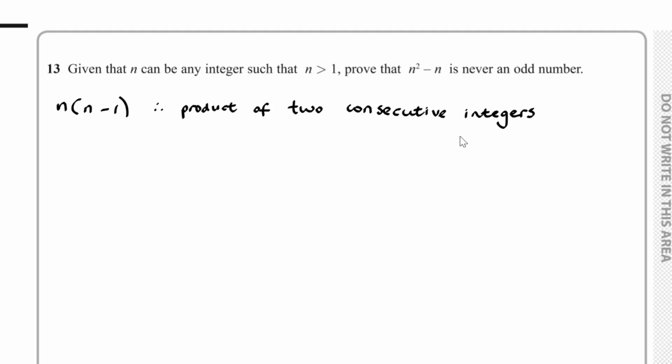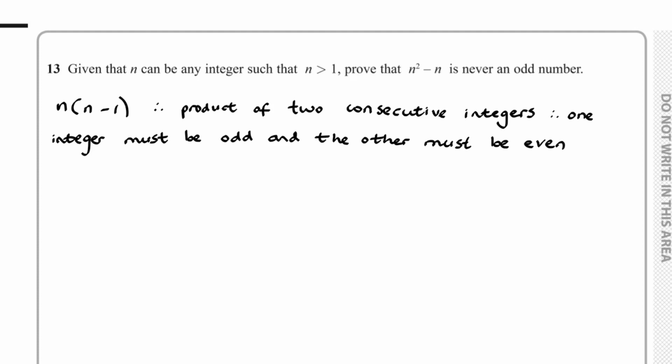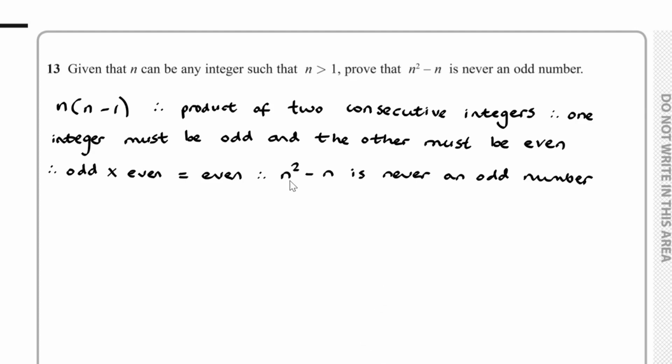Now, if we have two integers which are consecutive, one must be odd and one must be even. And that's what I've written over here. One integer must be odd and the other integer must be even. And therefore, we see over here we have an odd number multiplied by an even number, which is even. And therefore, in conclusion, n squared minus n is never an odd number.